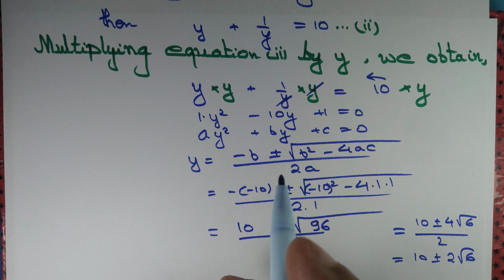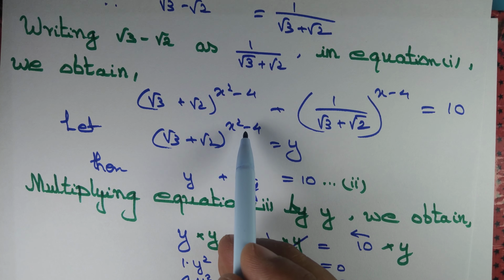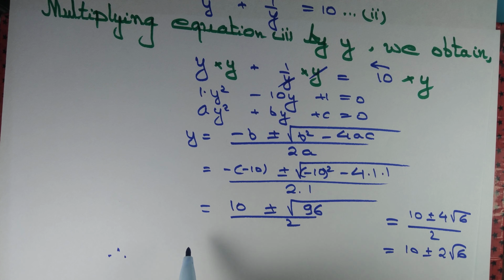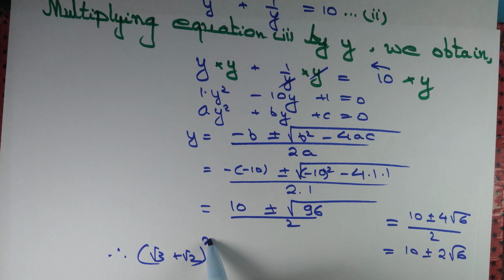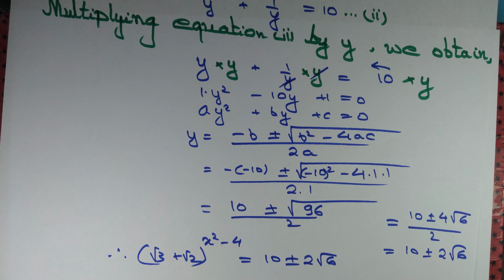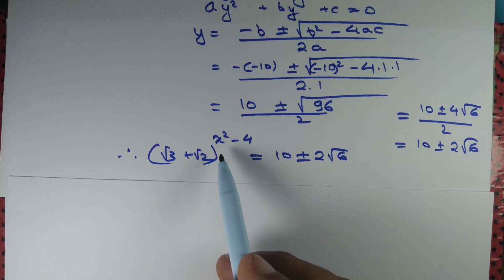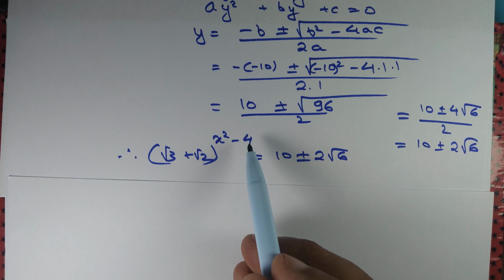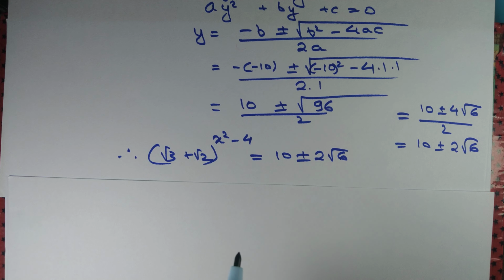But we have assumed y equal to (root 3 plus root 2) to the power x square minus 4. Therefore, (root 3 plus root 2) to the power x square minus 4 equal to 10 plus minus 2 into root 6. You see that we have two different choices. (Root 3 plus root 2) to the power x square minus 4 equal to 10 plus 2 root 6, and (root 3 plus root 2) to the power x square minus 4 equal to 10 minus 2 root 6. Let's do those two choices case by case.